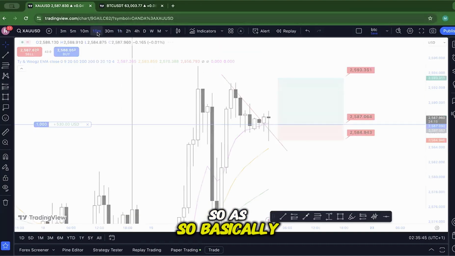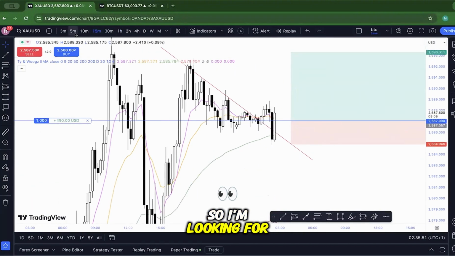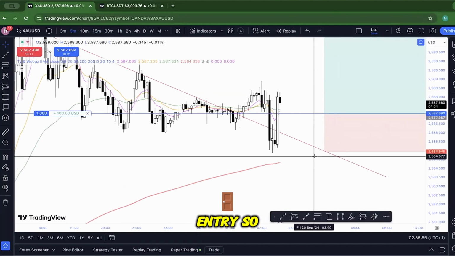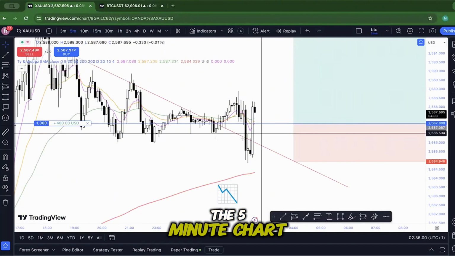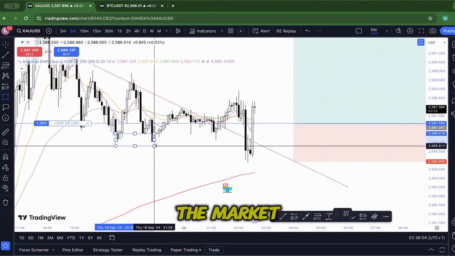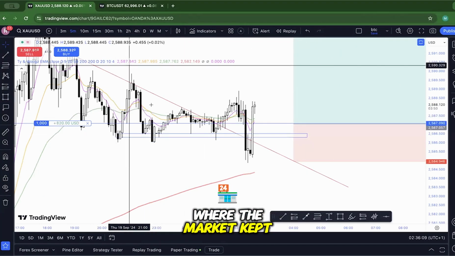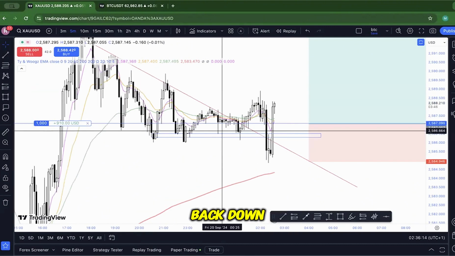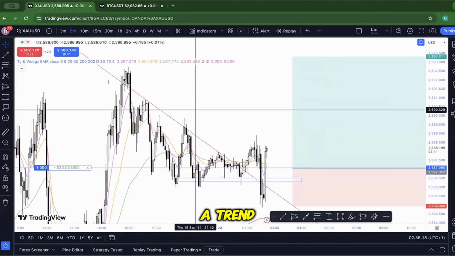So basically the way I trade is I'm a swing trader. So I'm looking for lower time frame entries to get a sniper entry. So I go down to the 5 minute chart and I see that the market is getting weak around here, where the market kept reversing back up. Market came back down on this break line. So you always want to get in during a trend line retest.